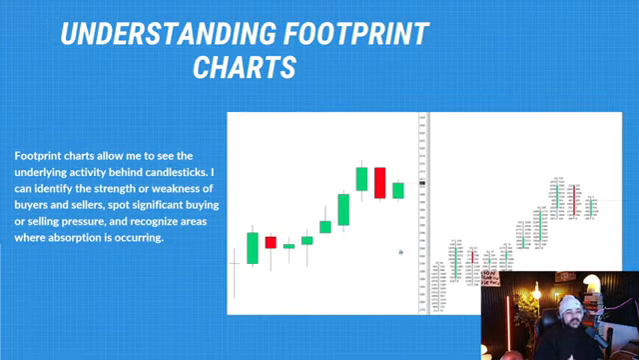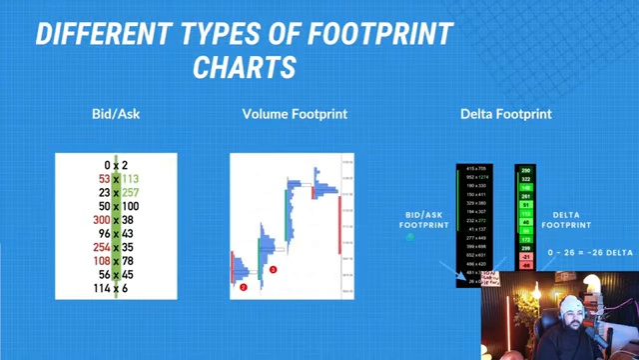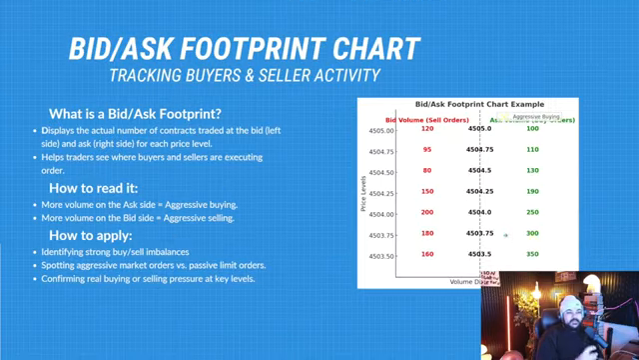So how do you understand it a little bit deeper? Footprints allow me to see the underlying activity behind the candlesticks. I identify the strengths or weaknesses of buyers and sellers, spot significant buying or selling pressure, and recognize areas where absorption is continuing or where absorption is actually happening. There are different types of footprint charts: the bid and ask chart, the volume footprint, and the delta footprint. And the delta is basically the difference between the bid and the ask.